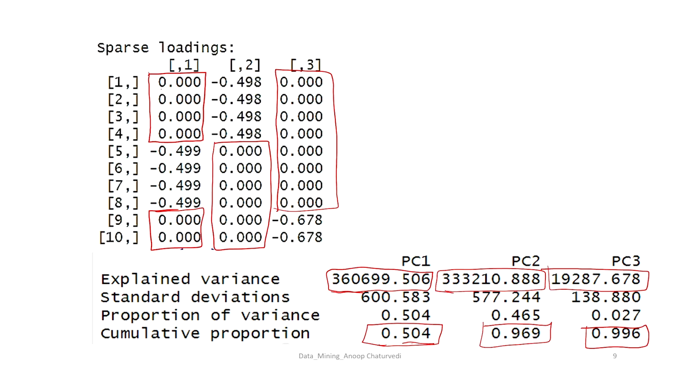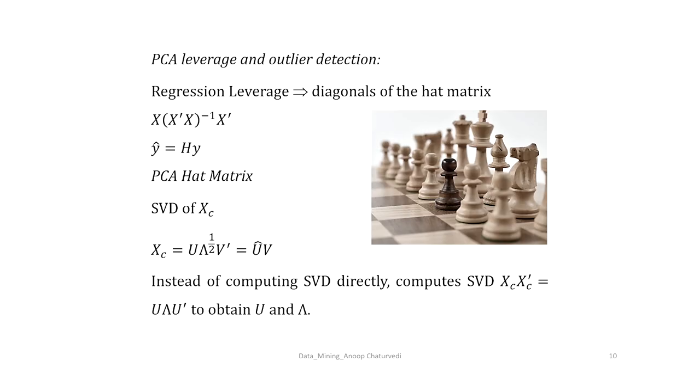In fact, if you go up to principal component 2, you get more than 96, in fact around 97% of the information. So, there is very little information loss. So, this is the beauty of sparse principal component analysis. It makes several loadings to be equal to 0, the loadings corresponding to unimportant variables. Now, we consider principal component analysis leverage and outlier detection.